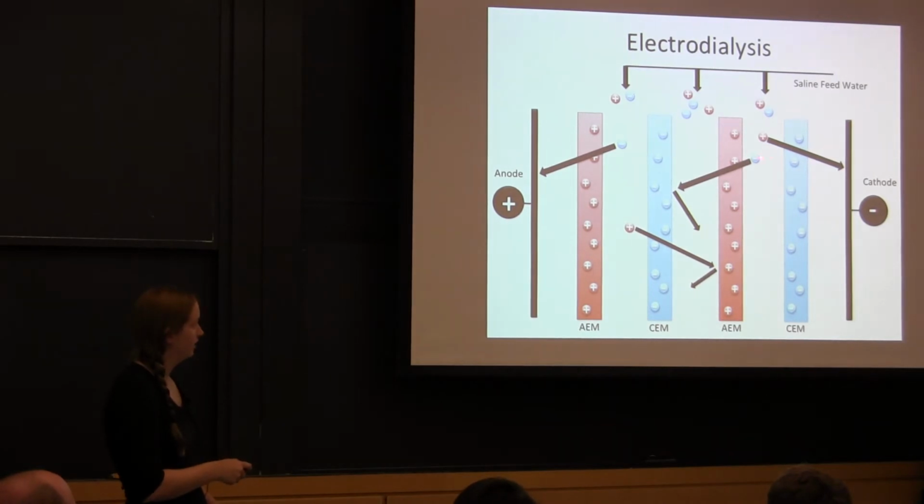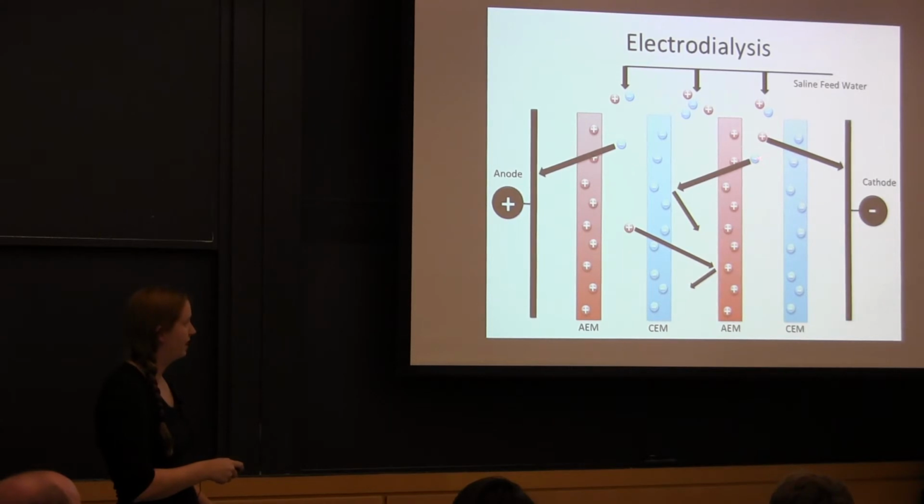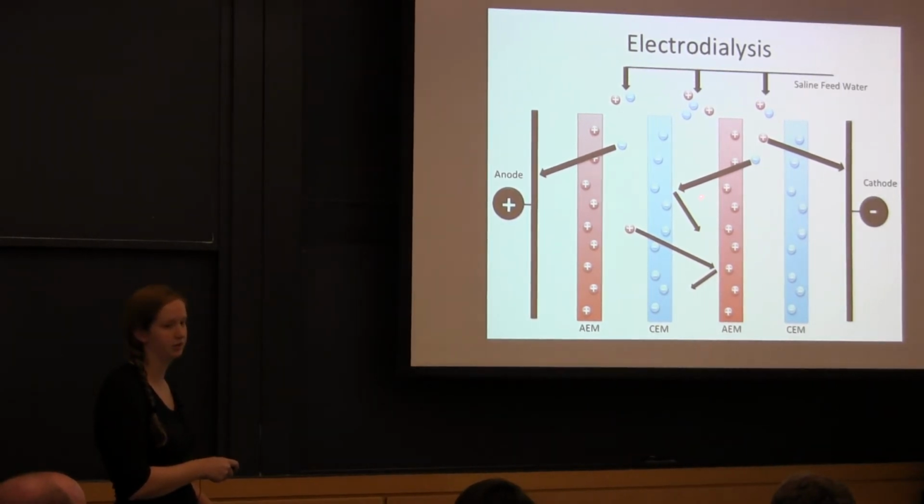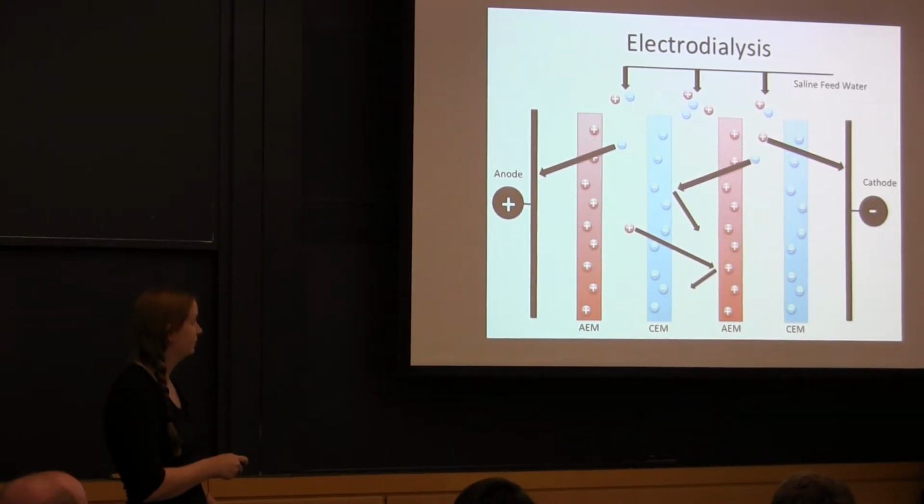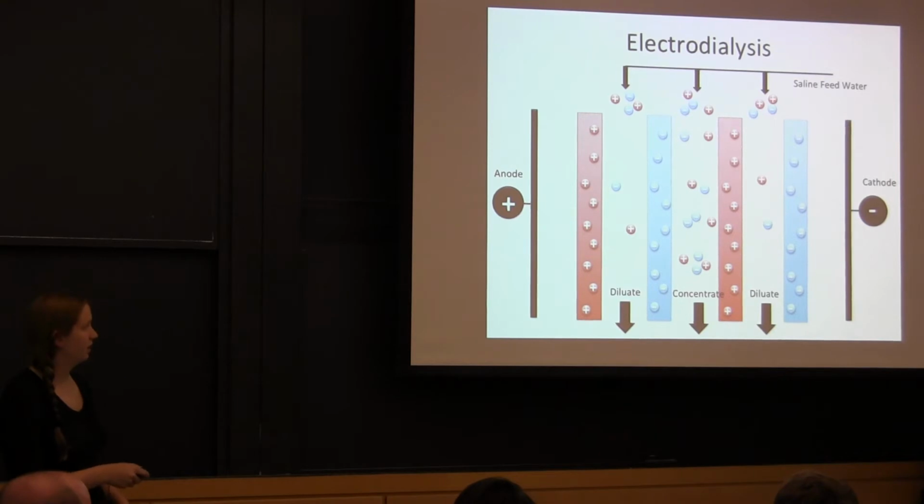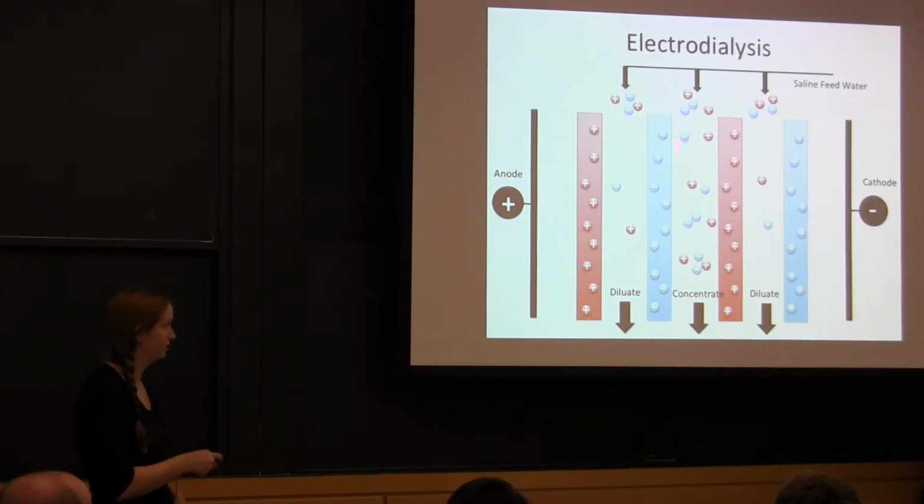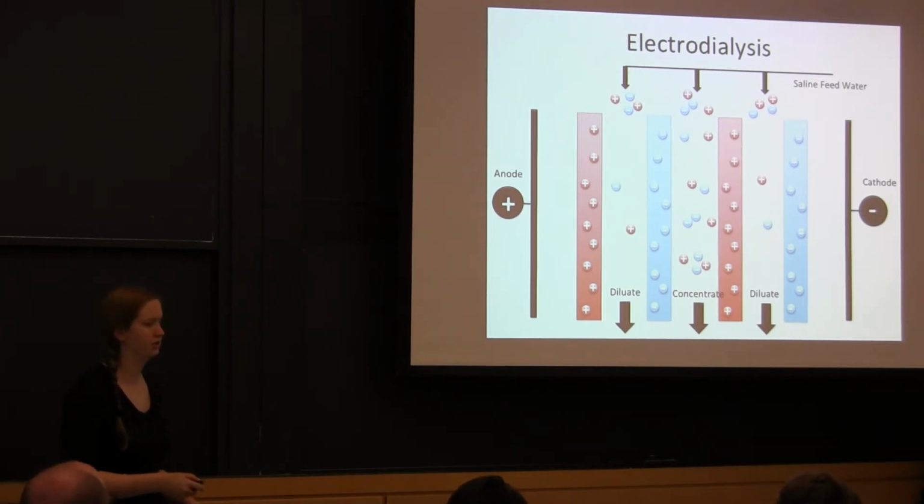So you have an anion that comes down. We'll follow it here. It's attracted towards the anode. It's allowed to pass through an anion exchange membrane, but it gets blocked by this membrane, which is negatively charged. And the opposite happens for the cations. You have a cation that comes down this stream. It's attracted to the cathode. It gets through the cation exchange membrane, but is blocked by the anion exchange membrane. What this results in is alternating channels of high concentration streams, so here you have your concentrate in the middle, and low concentration streams, your diluate, on the outside.